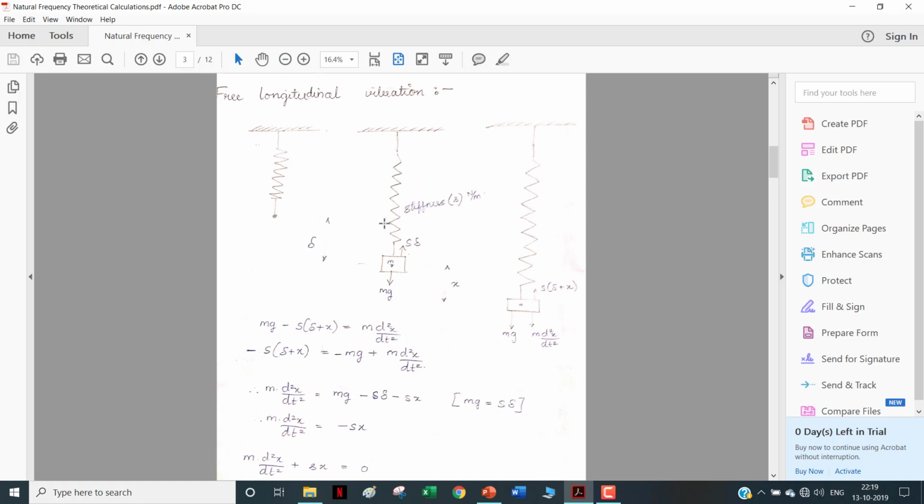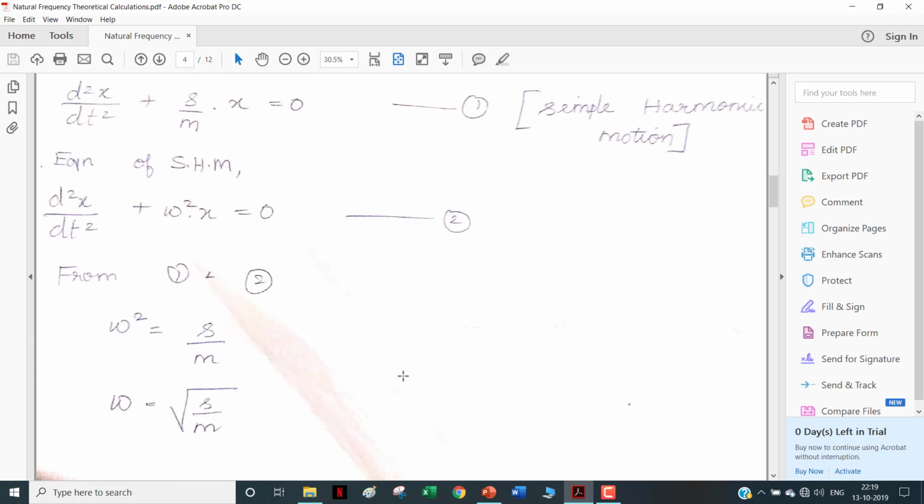And now a small derivation on finding the natural frequency of vibration: free longitudinal vibration, considering a spring mass system. This derivation you can find in any book. I'm not going to tell it in a detailed manner. You can find it in any vibration book, or you may have already studied it.